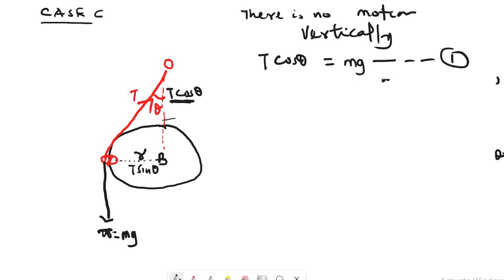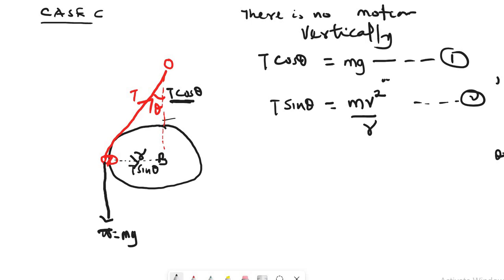And again, circular motion is always tending toward the center of the circle. So in this case, what gives us centripetal force? What gives us centripetal force is T sine theta. T sine theta provides the centripetal force. That's the horizontal motion. So T cos theta equals mg, and T sine theta equals mv squared over r.